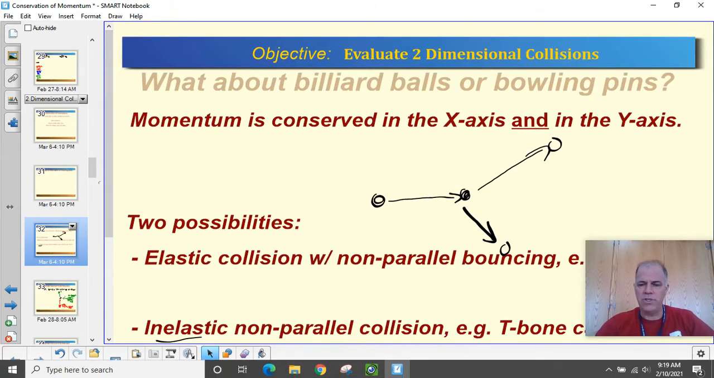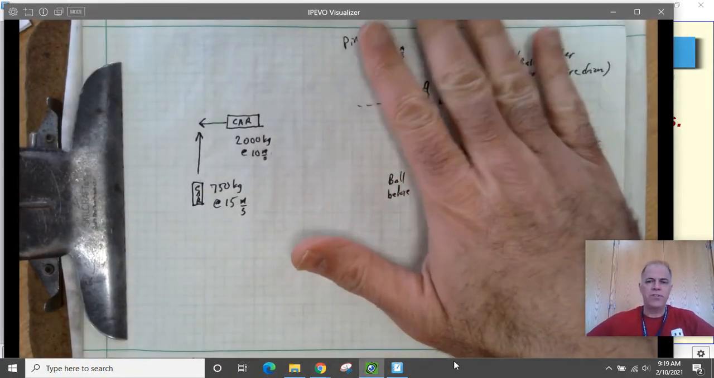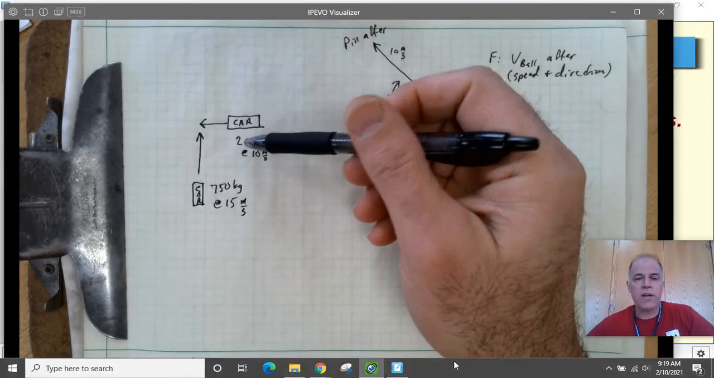Let's see, let's just go to the camera here. We're going to do this one second, so ignore this one for now. So we're going to look at a car wreck.